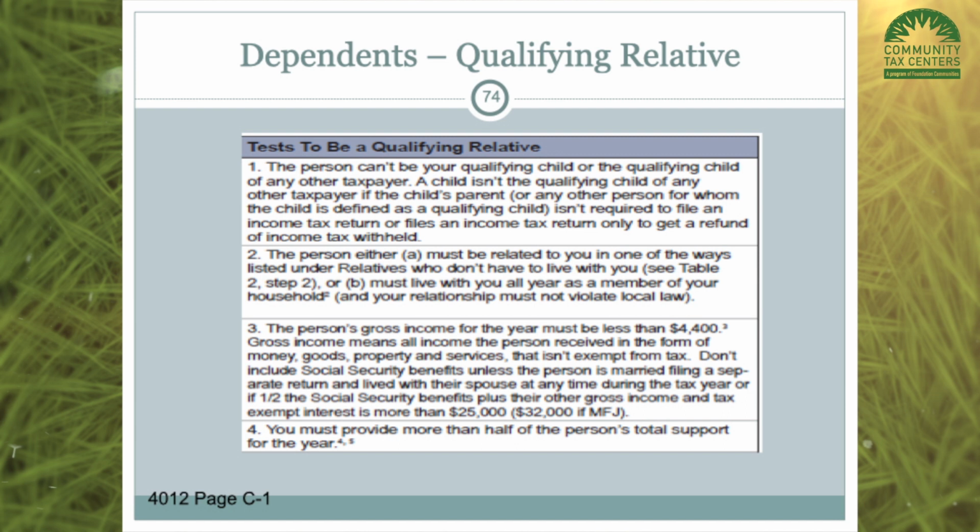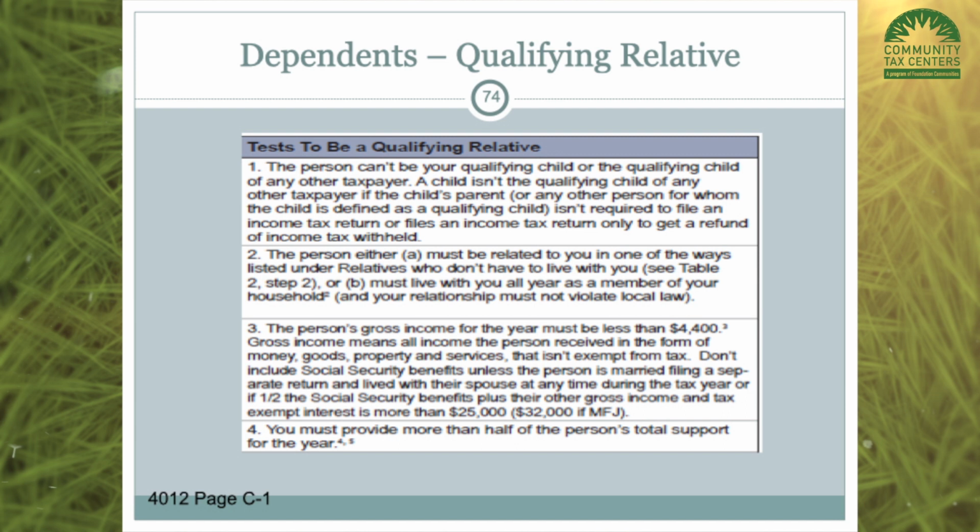Then we have number 3. The person's gross income for the year must be less than $4,400. A lot of times, this is where it throws those individuals out from being considered a qualifying relative, because they have gross income more than the $4,400. It says gross income means all income the person received in the form of money, goods, property, and services that isn't exempt from tax.